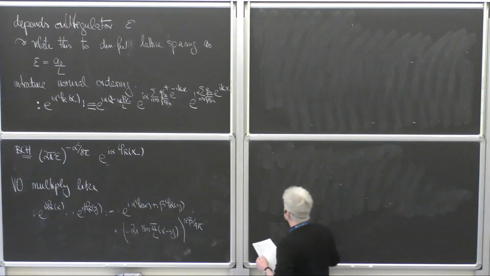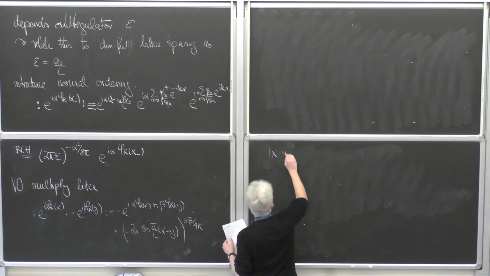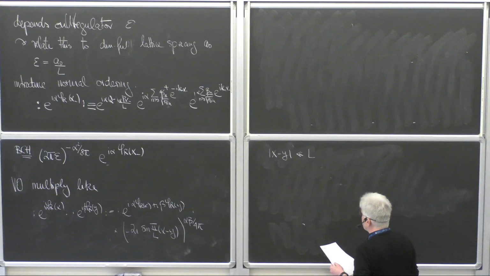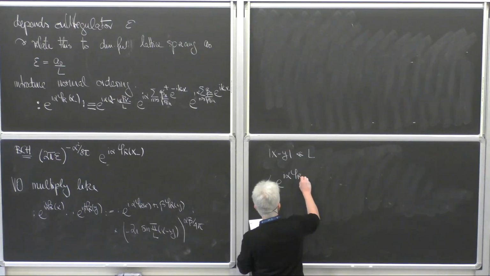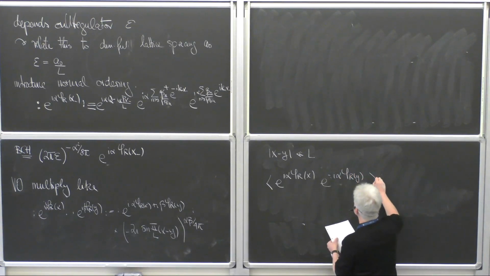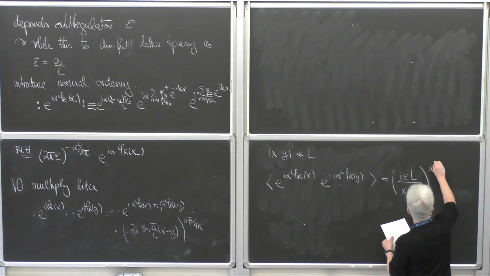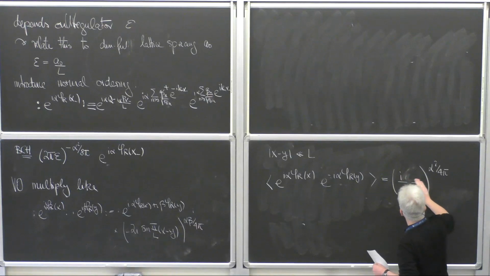So in practice, we are not really interested in the finite volume. We are interested in things like x minus y much less than L. And in that case, things simplify, and we get stuff like this: e to the i alpha phi right of x, e to the minus i alpha phi right of y equals i epsilon L divided by x minus y, to the power alpha squared over 4 pi. And this epsilon L is written over there, so this is the lattice spacing.